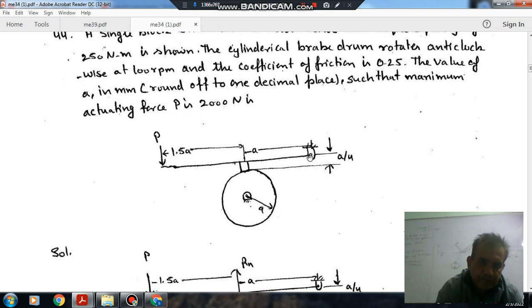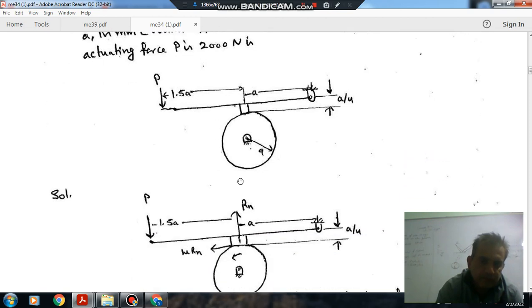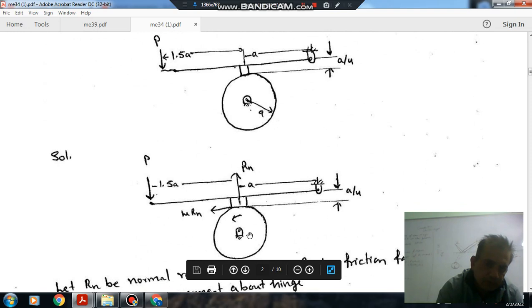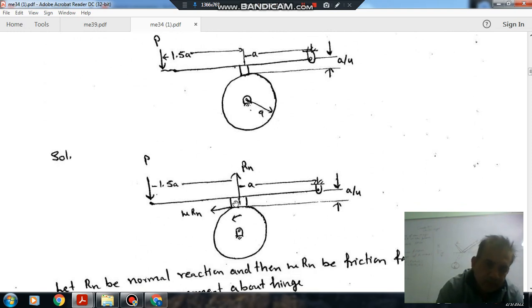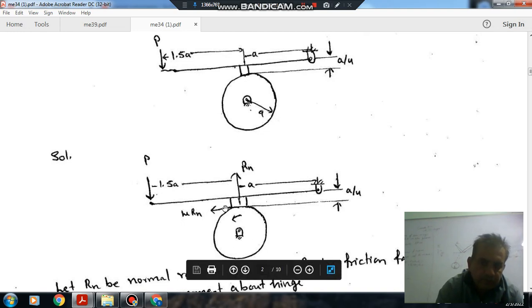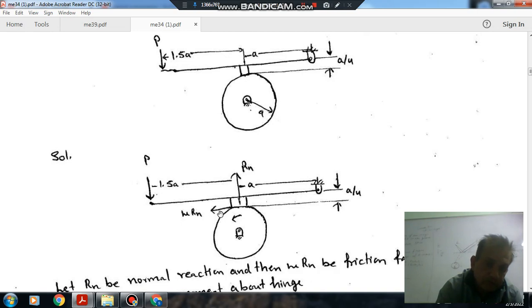Its distance from the fixed end is A, this distance is A by 4, this distance is 1.5A, and P force is acting on it and it is rotating in anti-clockwise direction. As the drum is rotating in anti-clockwise direction, the relative velocity of shoe with respect to drum is in clockwise direction. So the force of friction acting on the shoe is in the direction of rotation of drum.